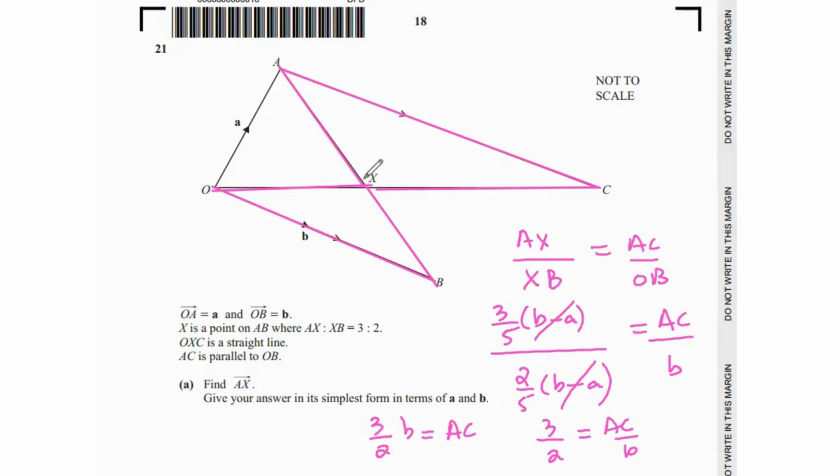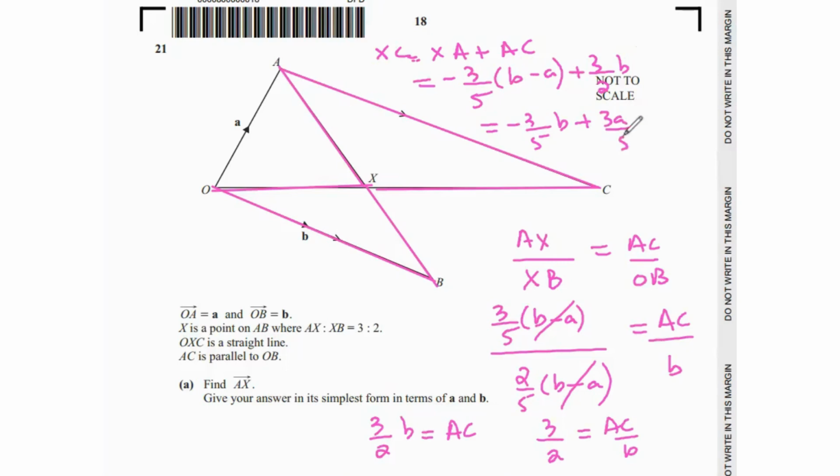Now we can find XC by saying XA plus AC equals XC. So XC is XA plus AC. So XA is going to be negative 3/5 of B minus A, plus 3/2 B. So that's negative 3/5 B plus 3/5 A plus 3/2 B.